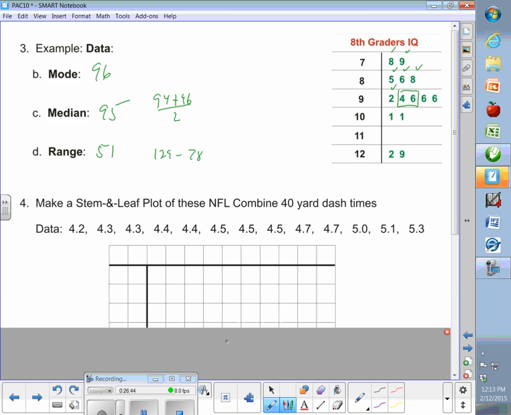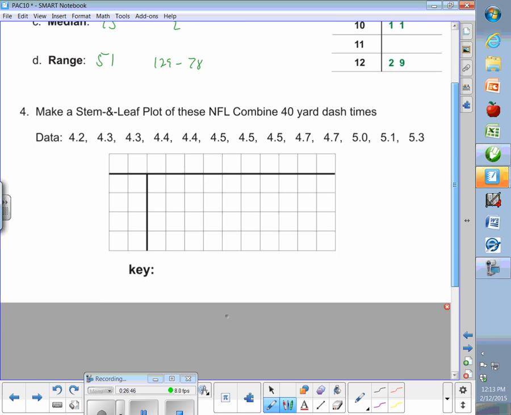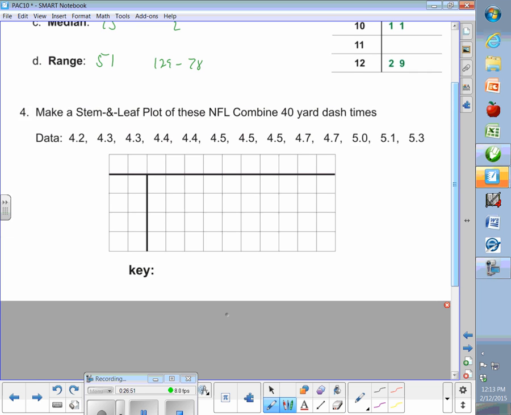All right, let's make one. So we're going to make a stem and leaf plot. You should always put a title in. So I'm going to say NFL Combine. But that's not enough. I'm going to say 40-yard dash times. It's kind of wordy, but I don't know what else to say. NFL Combine 40-yard dash times.